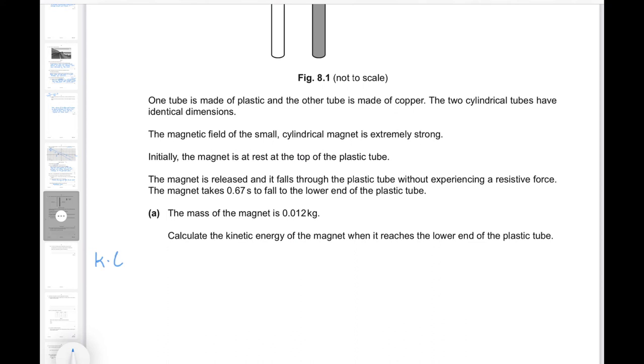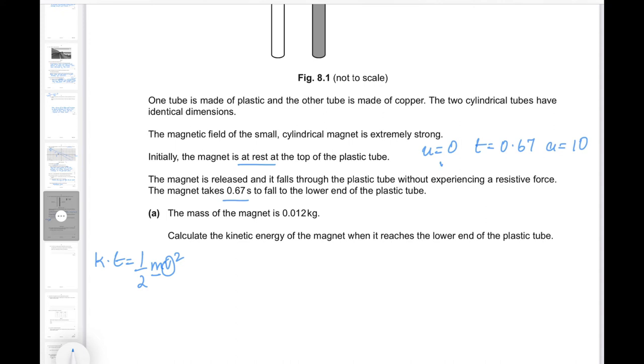Kinetic energy again is equal to 1/2 mv², where mass is given. The speed of the magnet when it falls is not given. We need to find that out. But we are given that initially the magnet is at rest, which means the initial speed of the magnet is zero. It takes 0.67 seconds to fall, and the acceleration due to gravity is 10. And we need to find out v.